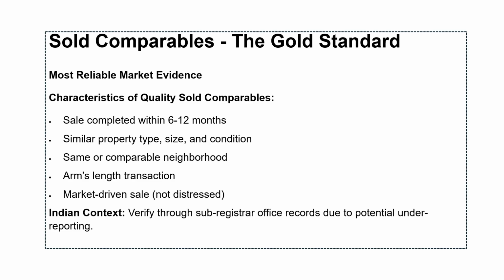In the Indian context, we can verify through sub-registrar office records due to potential under-reporting. Sometimes there is also under-reporting, so we will also have to adjust, like we have to find out through local brokers and all that. But basically through different avenues. I interacted with a lending valuation expert, a person working for a valuation department in a lending company. That expert told me that they look into different data points and then they make a proper comparable.